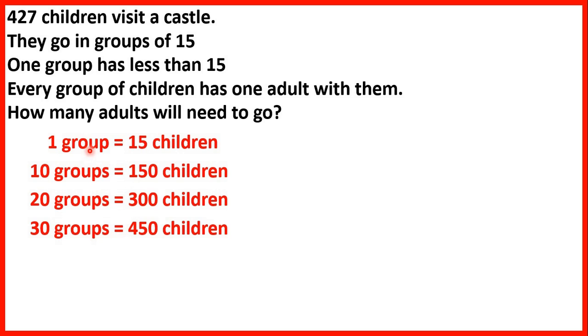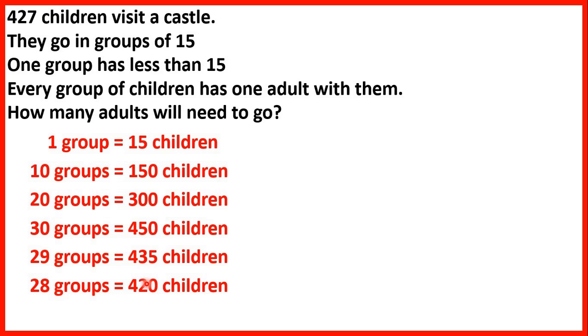So let's subtract one group. If there are 29 groups, that will be 15 children less than 450. So 29 groups will be 435 children.